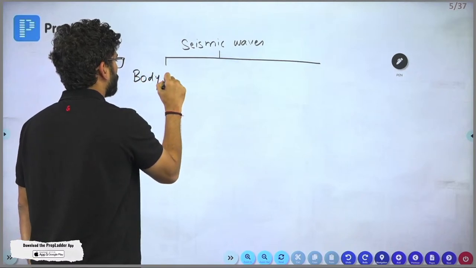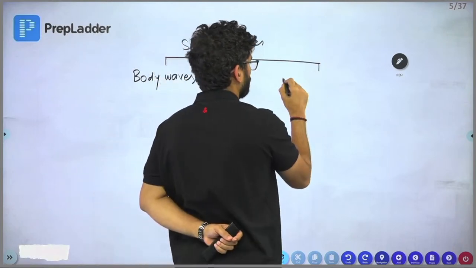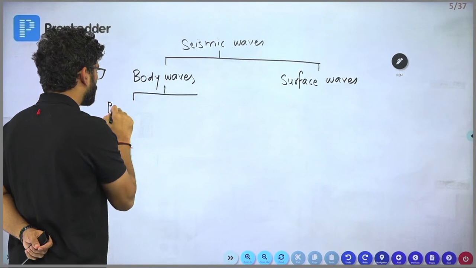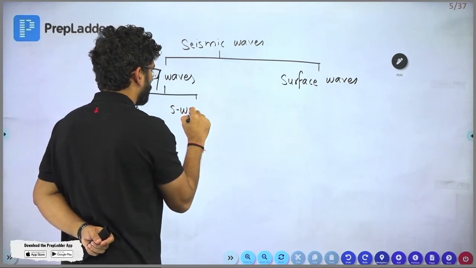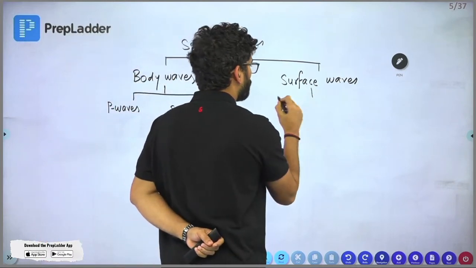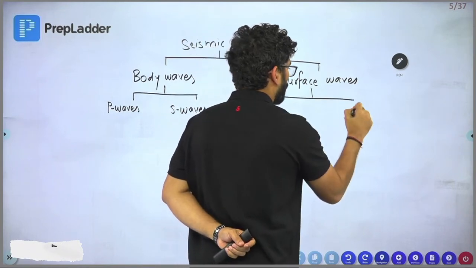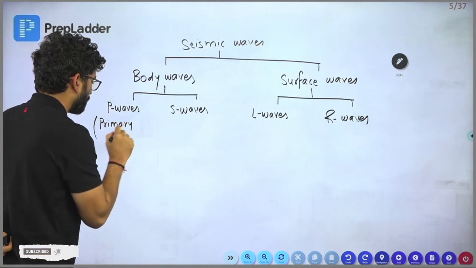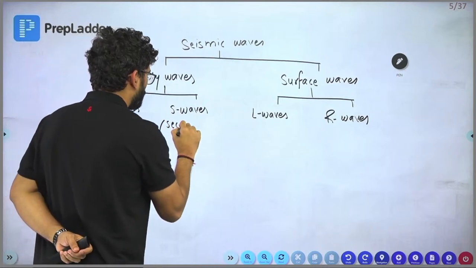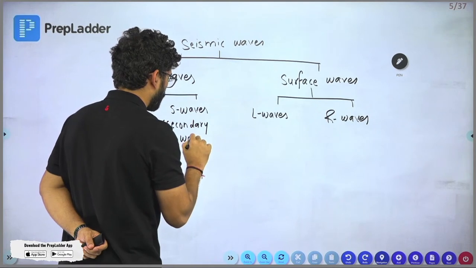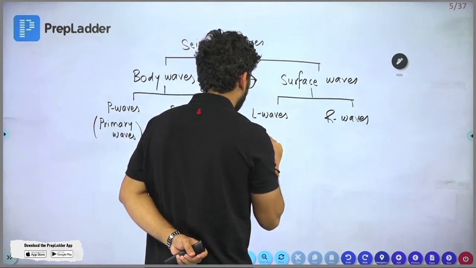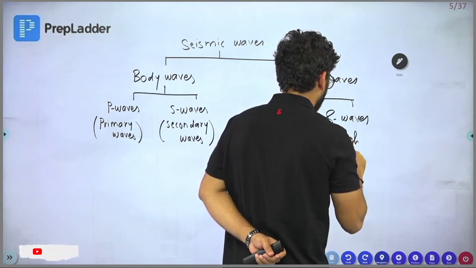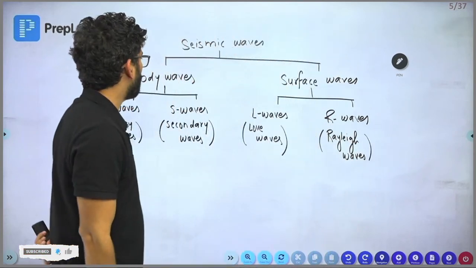First is body waves, and the second is surface waves. Body waves themselves get divided into two parts, P waves and S waves, while surface waves get divided into two parts over here, L waves and R waves. P wave stands for primary waves, S wave stands for secondary waves, L wave stands for love waves, and R wave stands for relay waves. So these are the waves we have, body waves and surface waves.